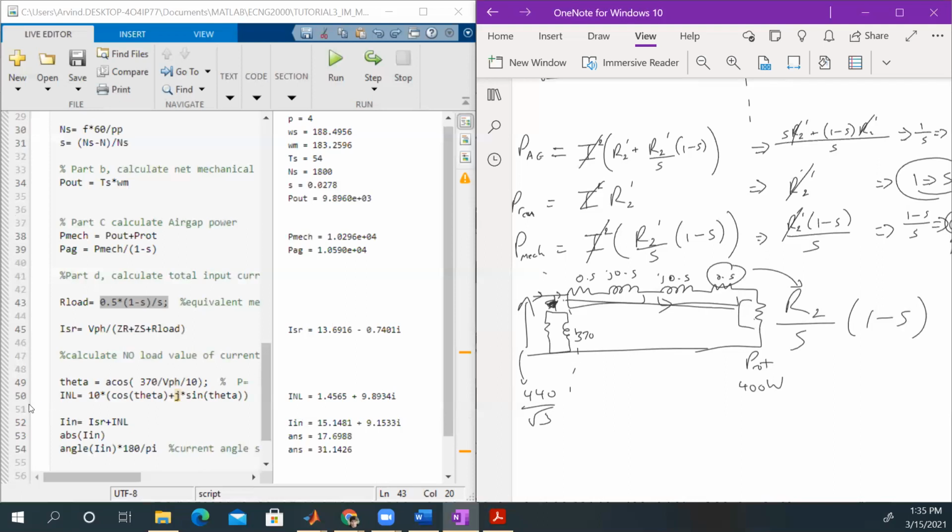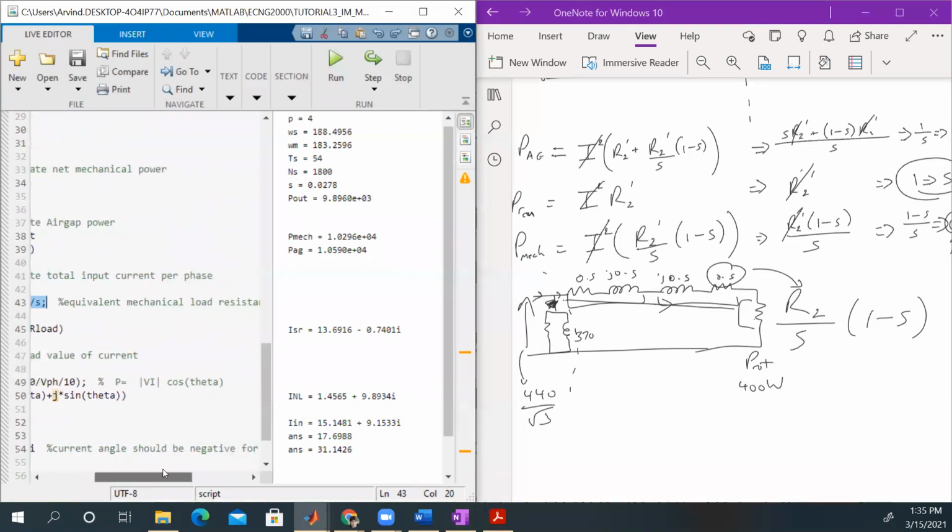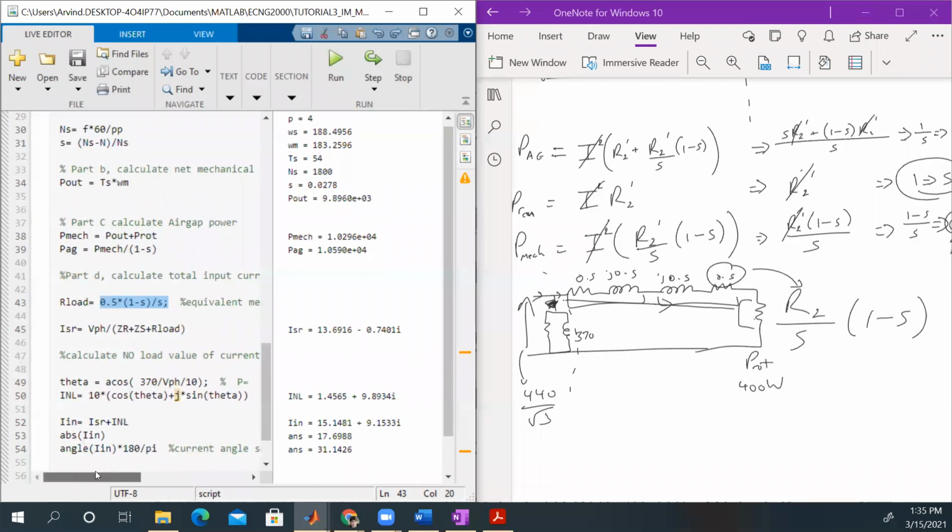And we can get that from looking at P is equal to VI cosine theta, right? So P is equal to VI cos theta. We could work out what theta is. We know P is 370. We have the magnitude of the phase voltage, and we have the magnitude of the current. So we can work out theta, right?